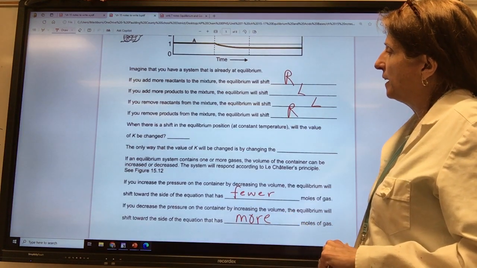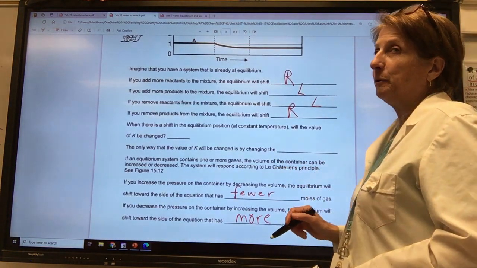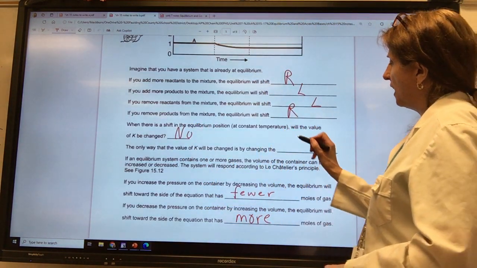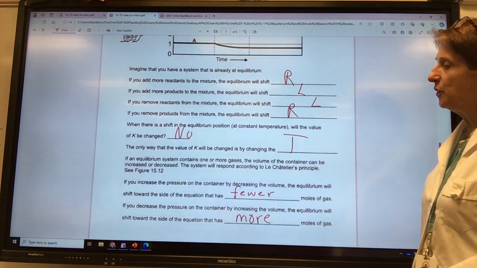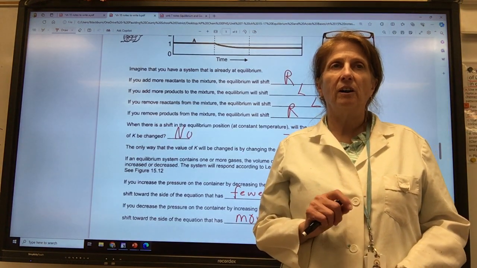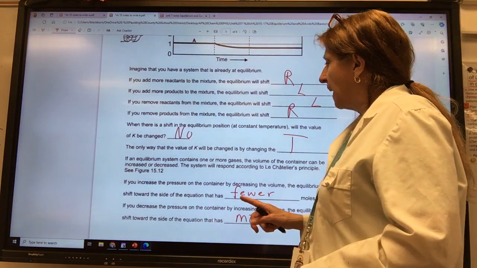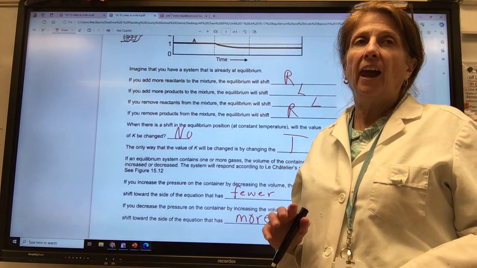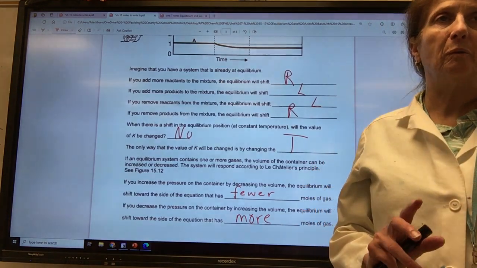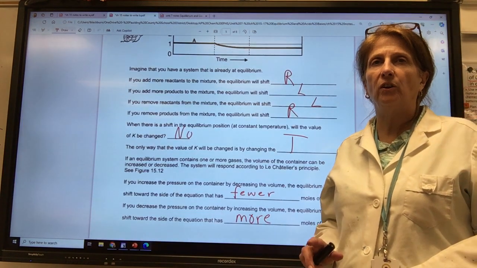When there is a shift in the equilibrium position at constant temperature, will the value of K be changed? No. The only way to change the value of K is by changing the temperature. Now one thing you can do is change the pressure. Now, I taught this to honors, but I didn't teach it to them in the notes. I went back and added it later. Pressure can affect it, and how it affects it is by the stoichiometry, by the number of moles. And it will shift to where there's less moles trying to fill the vacuum.